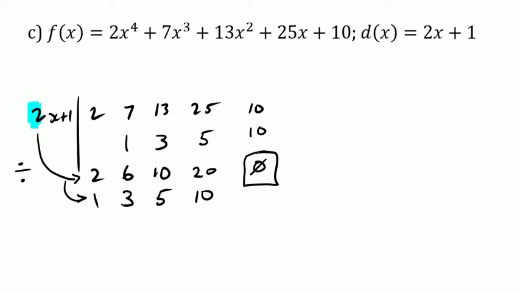So we're going to start it the same way. 2, 7, no ghost terms, right? No missing terms. 2, 7, 13, 25, and 10. Same step to start with. I bring down the 2. But then I divide it. And that step that we add, we're going to have a whole other line. And every time we do it, we divide by the coefficient of x. So I divide by 2 to get 1.